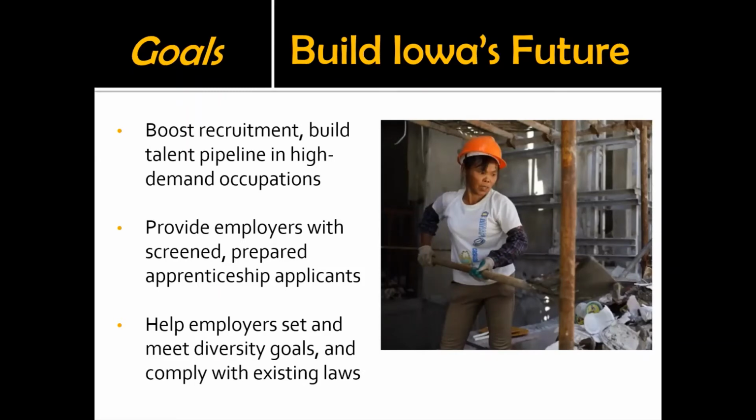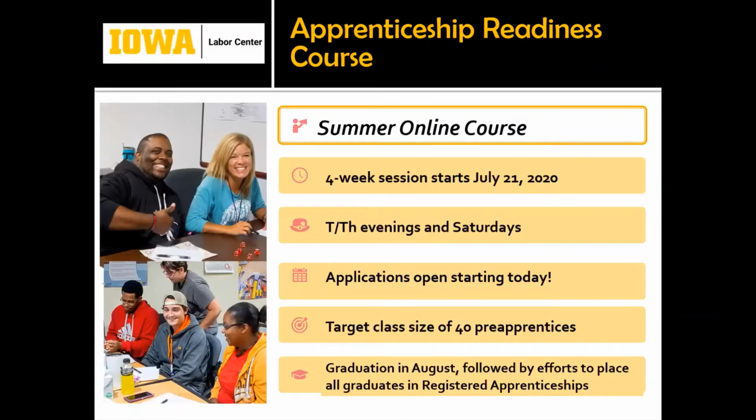Our goals are also linked to many goals that Iowa has as a state overall. So including building the talent pipeline for the construction industry across the state, and helping employers and contractors meet their own diversity goals to make sure that they're complying with existing laws. And we know that there's some significant changes underway being driven from the federal level down and what those expectations will be in coming years. So we have been for almost a year now offering a 4-week apprenticeship readiness course with some success.